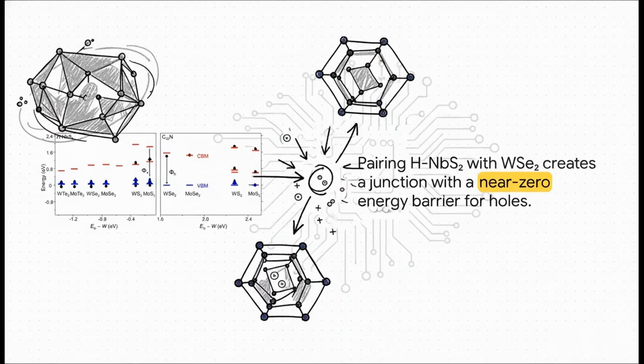And here is the proof that it really works. By carefully picking a 2D metal and pairing it with the right 2D semiconductor, scientists have created a junction where the barrier for holes to get into the semiconductor is effectively 0. This is a perfect ohmic contact, which means there's pretty much no resistance at the junction. This is the holy grail for making high-performance transistors.